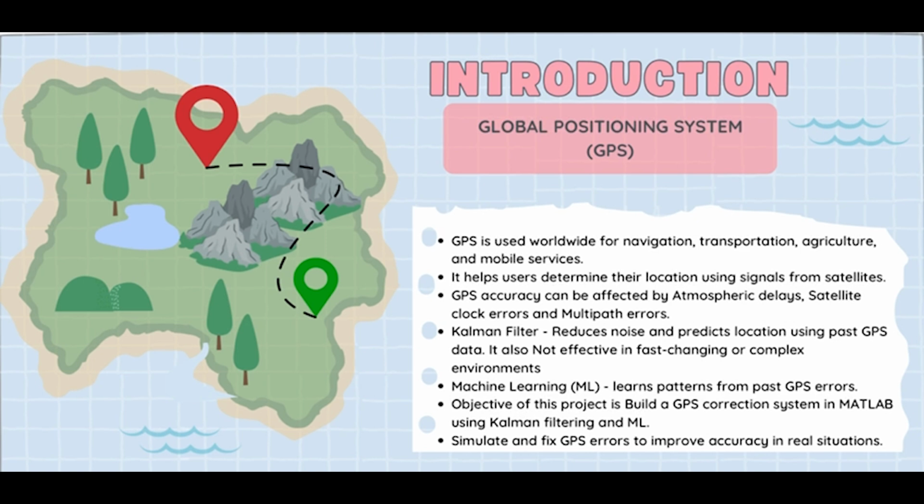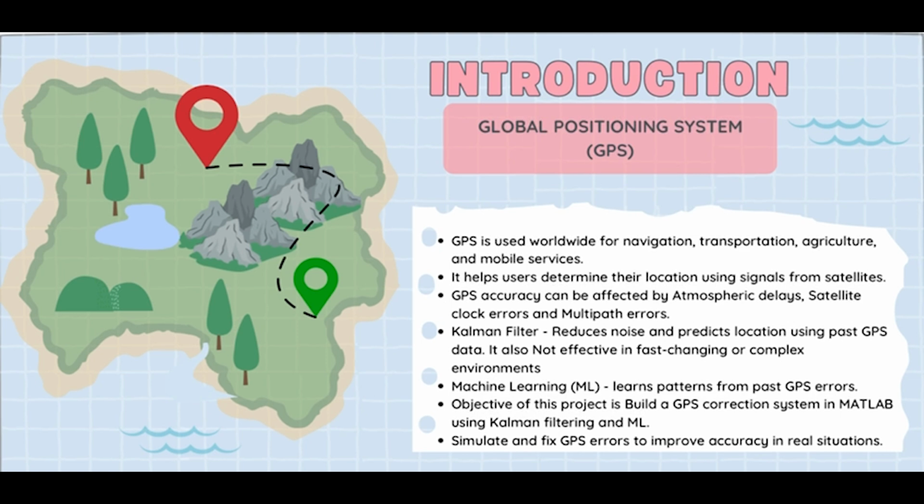So in this project, we focus on GPS, which stands for Global Positioning System. GPS is widely used in everyday life, such as from mobile apps and car navigation to agriculture and transportation. It works by using signals from satellites to define the user's location. However, GPS isn't always perfect. It can be affected by delays in the atmosphere, satellite timing errors, and signal reflection from buildings. These issues are especially common in a city environment.